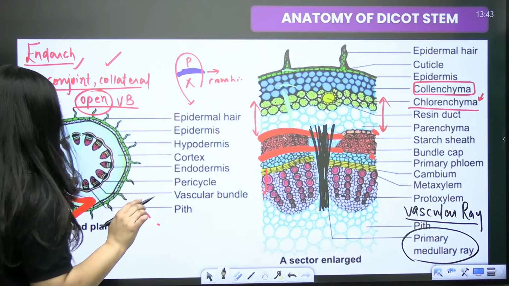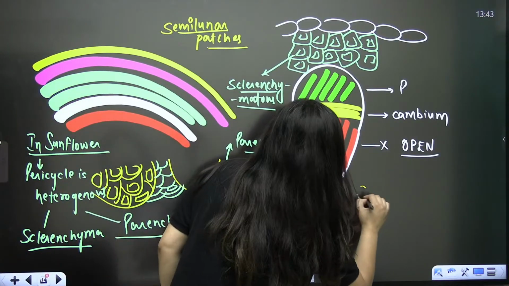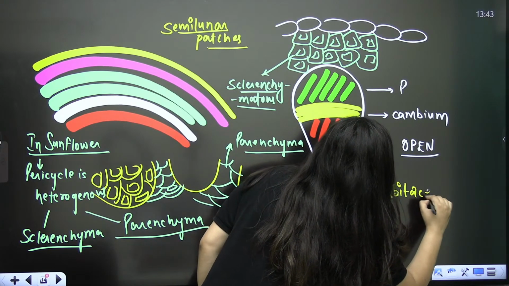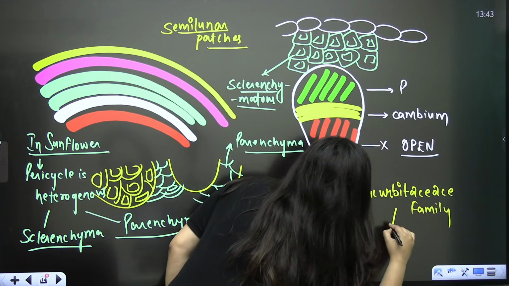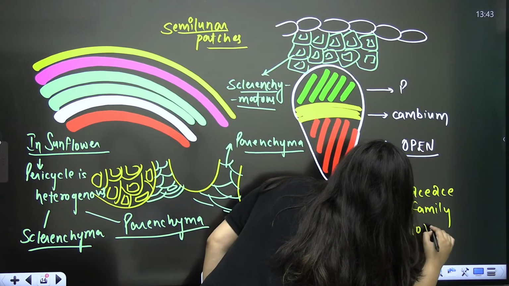And in your notes, you can include one more thing: when you talk about the members of the Cucurbitaceae family, the stem is having 10 vascular bundles.